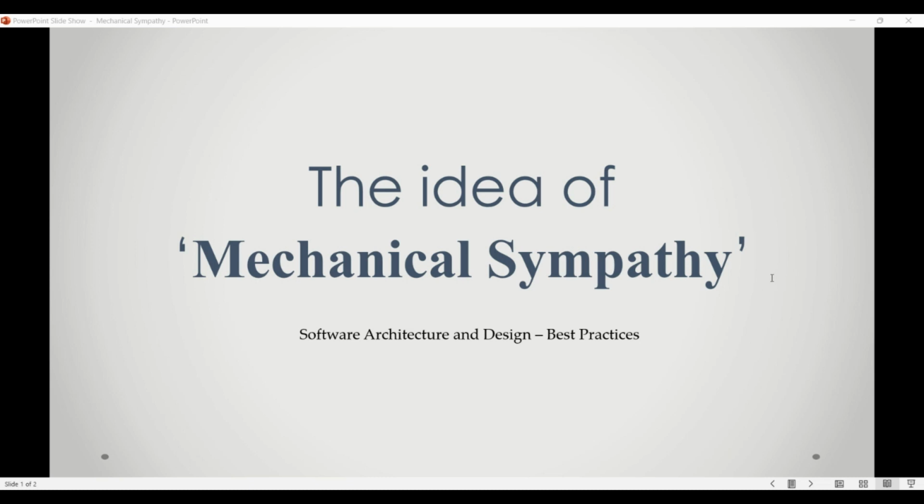What is the idea behind mechanical sympathy? Well, mechanical sympathy is a concept in software engineering that refers to the practice of understanding the underlying physical characteristics and constraints of a system in order to design software that is well suited to the hardware on which it runs. The goal of mechanical sympathy is to create software that is in harmony with the hardware it runs on, rather than fighting against it.